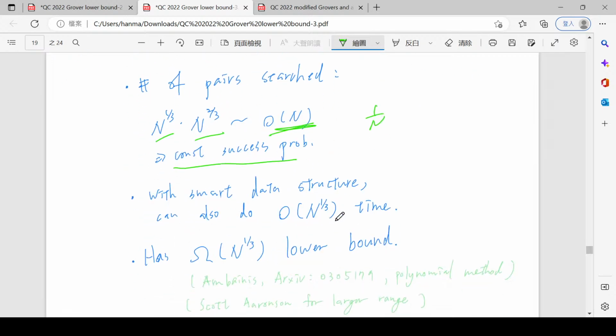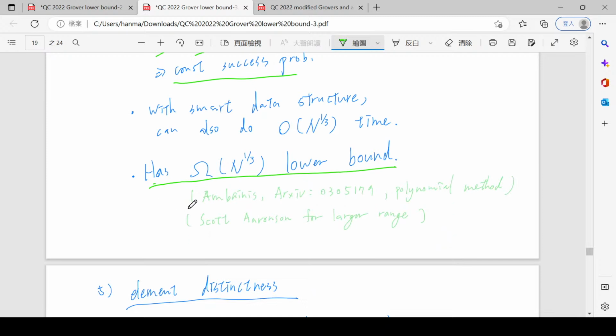And for this interesting problem, the algorithm we talk about is actually optimal. But the lower bound is quite complicated, so we just state the result that there is a matching lower bound, omega n to the 1/3. Once again, if you want to look up the result, it's by Ambainis, and here is the arXiv number. It actually uses a different lower bound technique than what we talked about in Grover's algorithm. It's called the polynomial method. It's quite interesting.